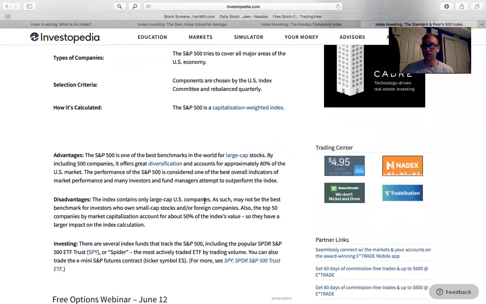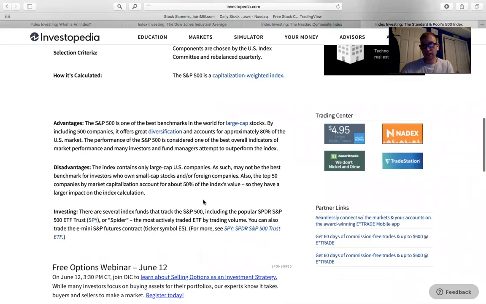Moving down, the advantages, like I said, it's the best benchmark for large cap stocks. Perfect. It's got a great asset allocation, diversification. Accounts for 80% of the U.S. market. It really has everything. Warren Buffett himself, and this will be in another video later, he personally says when he passes away, 90% of his family's wealth that is left to them is going to be requested to be placed in an S&P 500 index, recommended Vanguard's, and 10% short-term government bonds.